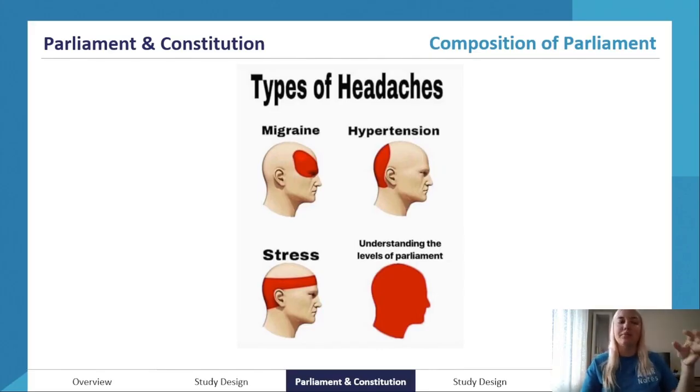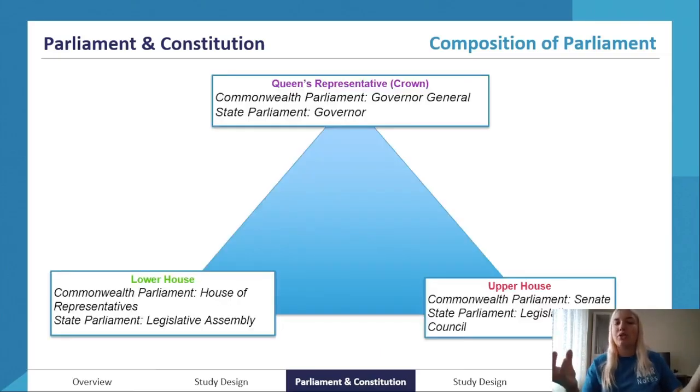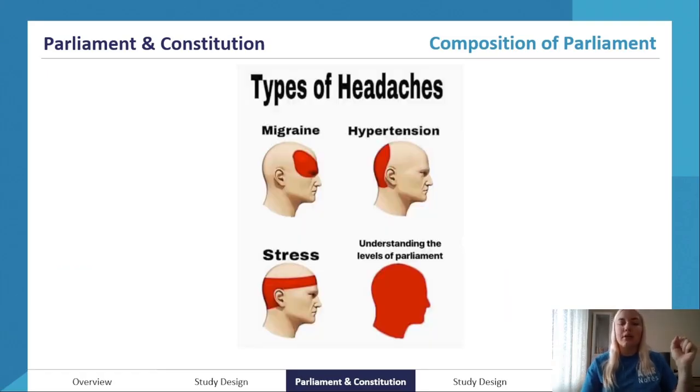But I think if you look at everything in an isolated way, like if we just looked at the names of each house and then the roles separately, it's too confusing because these concepts need to be explained and viewed together. So understanding the levels of Parliament must be tricky, but inevitably, if you don't understand them, you will be one of those students in legal studies that complains about Unit 4 being very, very hard and very stressful and struggling to understand anything.